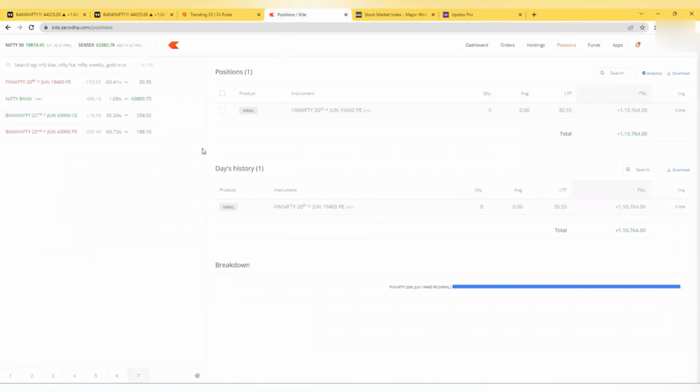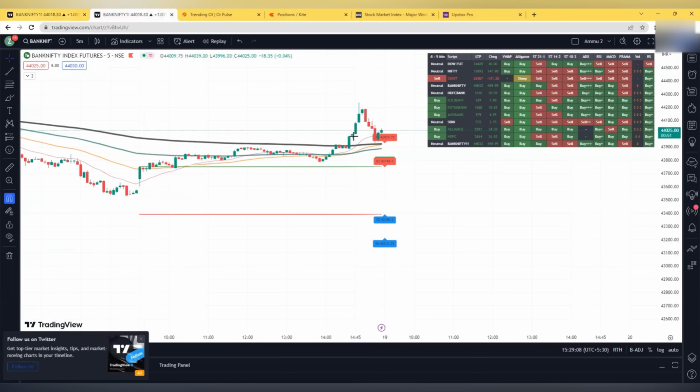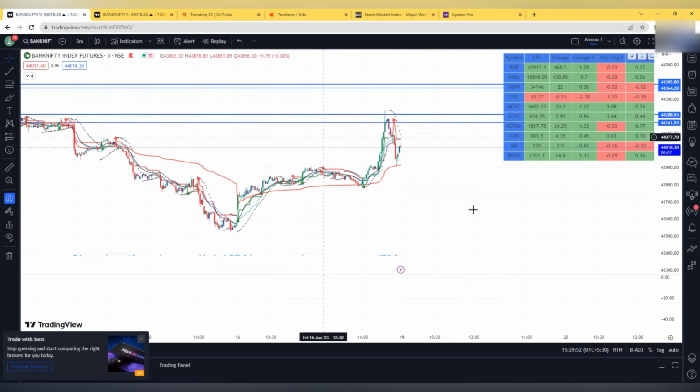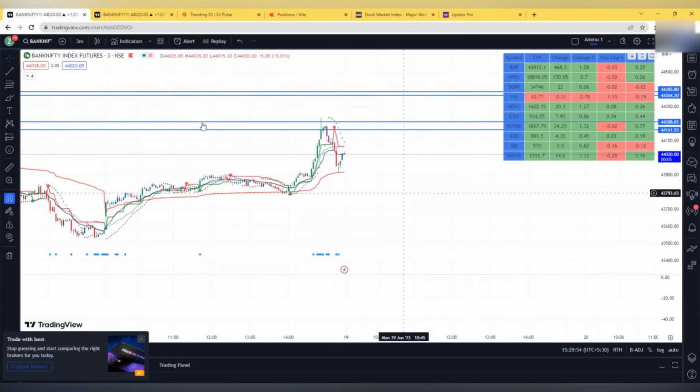Now coming to strike price selection. Guys, what I normally do is I look at this spot chart for strike price selection, and for trading, I take the futures chart. This is again one of the questions that many subscribers used to ask me. So for trading, I use futures chart.